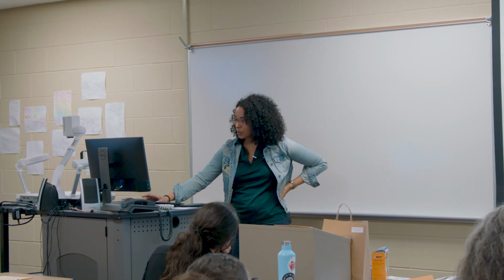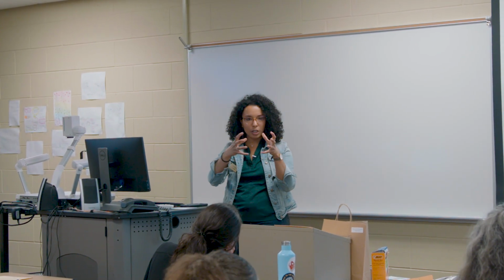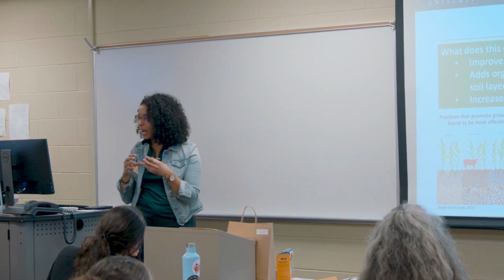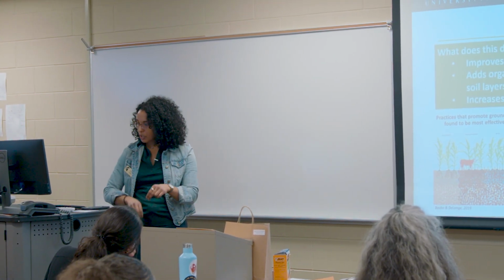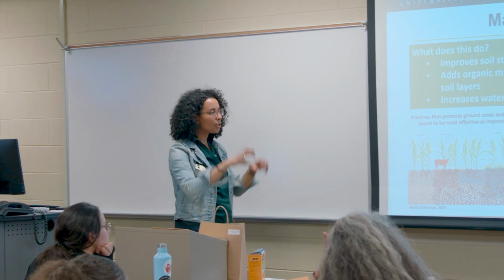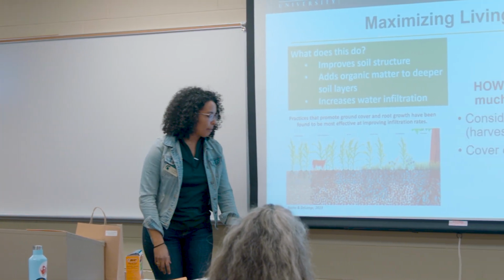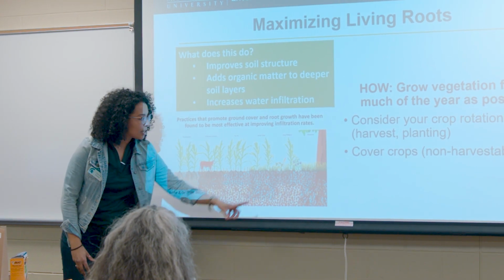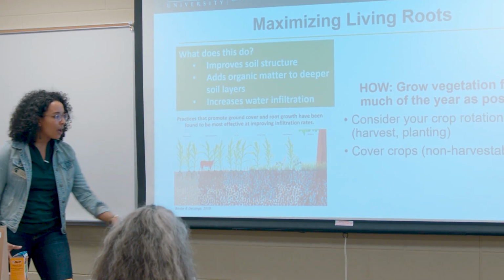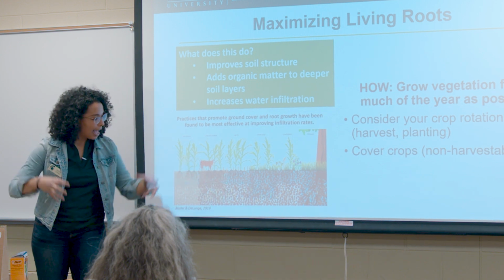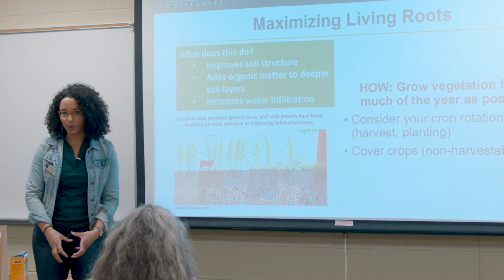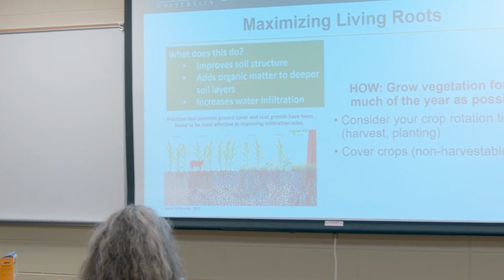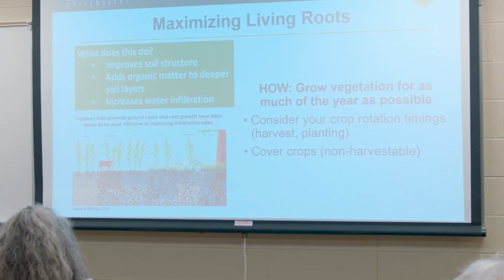Maximizing a living root. What is this doing? It is improving our soil structure. So we have those roots pushing those aggregates together. We are adding organic matter deeper into the soil profile, and then we are helping with infiltration. This is just a schematic from a research study where they found that fields that have cover crops, fields that are perennially covered, are able to add water deeper into their soil profile and hold water for longer. So those roots are doing something really important when we think about water management, water infiltration, things like that.